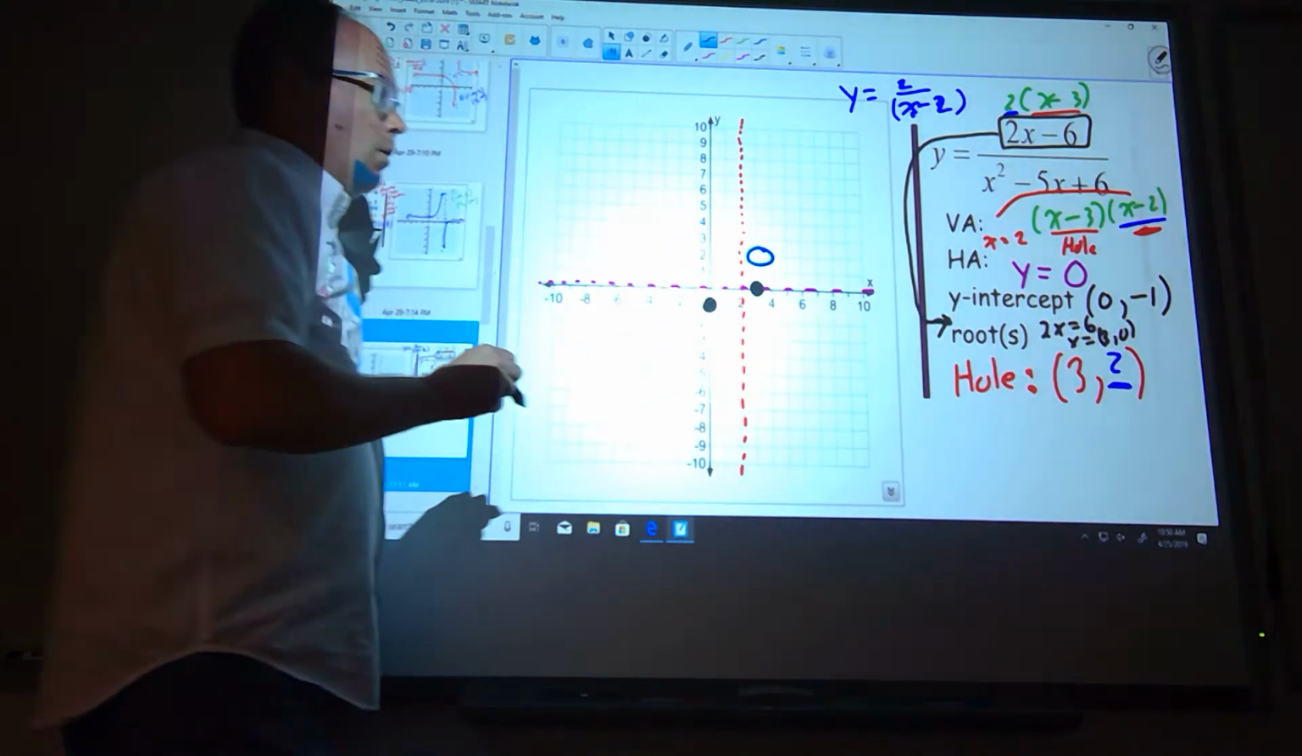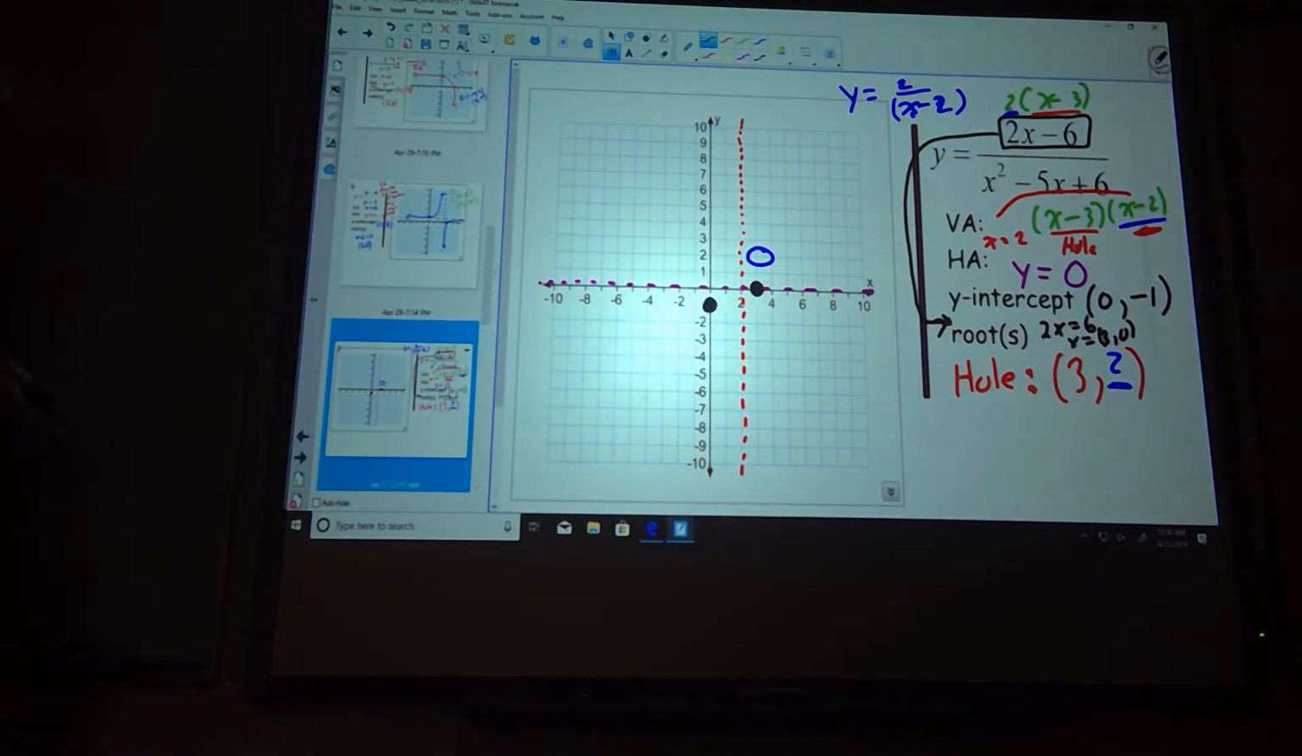Ooh. This is one of the goofy ones. Isn't this on the horizontal then? It is. That's on that. Yeah, it is. All right.